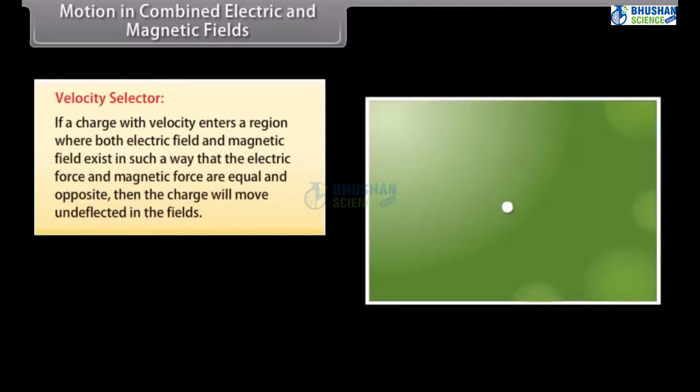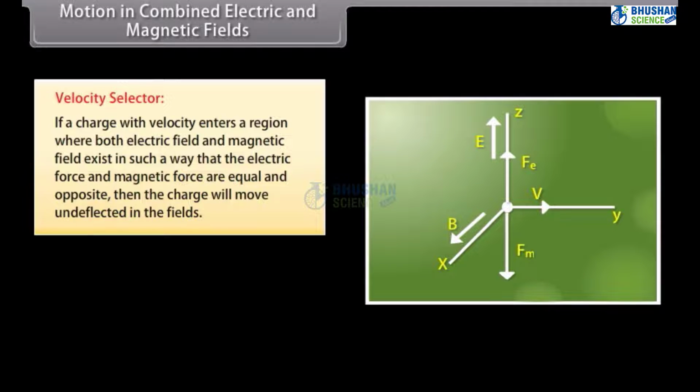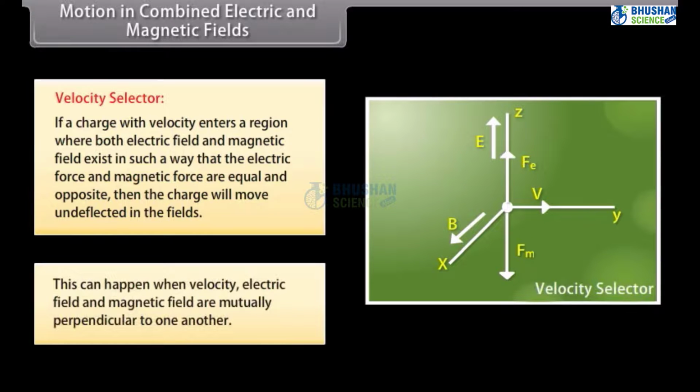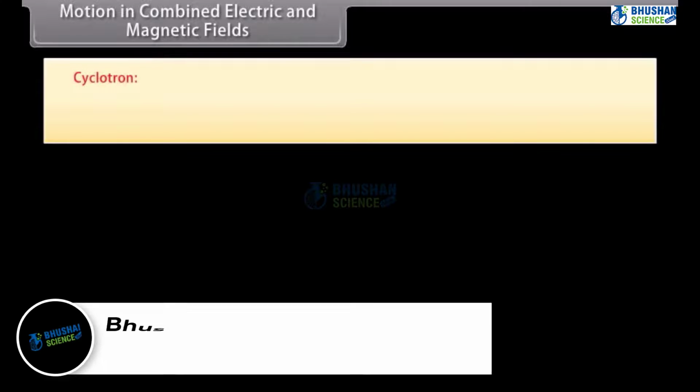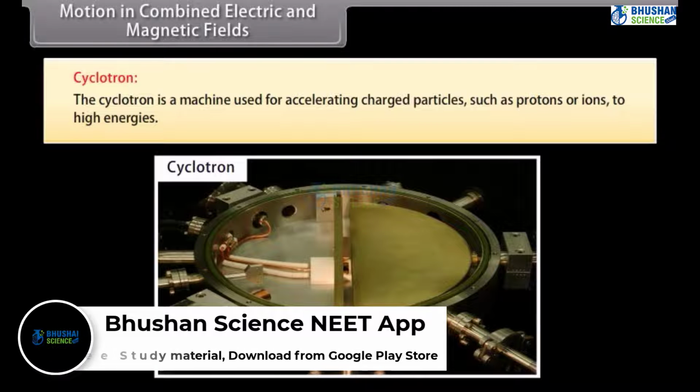Motion in combined electric and magnetic fields. Velocity selector. If a charge with velocity v enters a region where both electric field and magnetic field exist in such a way that the electric force and magnetic force are equal and opposite, then the charge will move undeflected in the fields. This can happen with velocity v = E/B. Electric field and magnetic field are mutually perpendicular to one another. Cyclotron. The cyclotron is a machine used for accelerating charged particles such as protons or ions to higher energies.